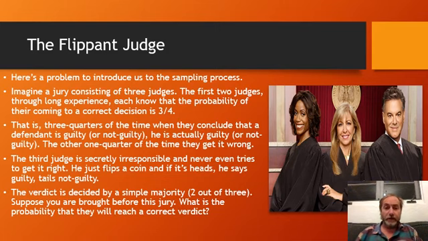The third judge is secretly irresponsible and doesn't even try to get it right. He just goes under his robe and flips a coin. If it's heads, he says guilty, tails, not guilty. So he's got a 0.5 probability of getting it right, same as the coin. When these three judges work together, their verdict is decided by a simple majority. What do 2 out of 3 say? If two say guilty and one says not guilty, guilty. If all three say guilty, it's guilty. We want to know the probability that these judges will reach a correct verdict.